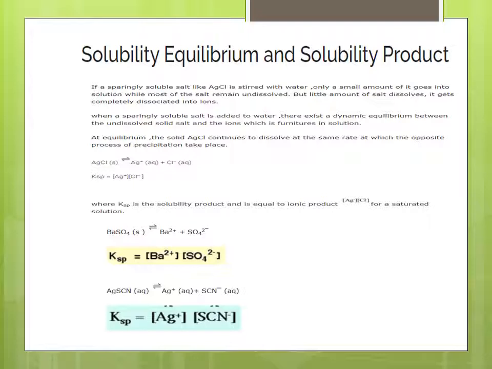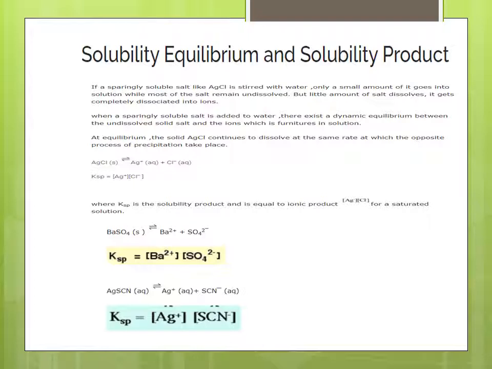If a sparingly soluble salt like AgCl is stirred with water, only a small amount of it goes into the solution while most of the salt remains undissolved, but the small amount of salt that dissolves gets completely dissociated into ions. When a sparingly soluble salt is added to water, there exists a dynamic equilibrium between the undissolved solid salt and the ions present in solution.